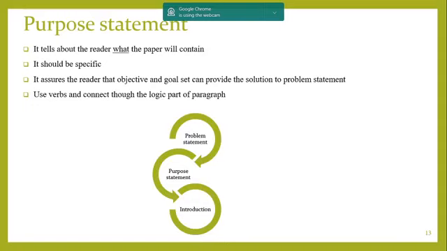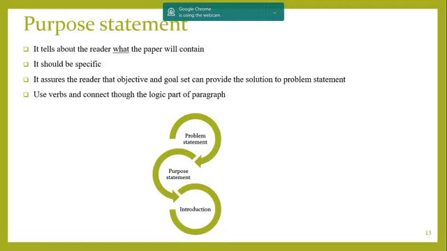First will be your problem statement. Why you are doing this research. You need to define one problem statement, and from the problem statement, you have to come to a purpose statement. The purpose statement will give the introduction part of your paper. This purpose should be a specific one. It should give an objective or goal that can provide the solution for your problem statement.